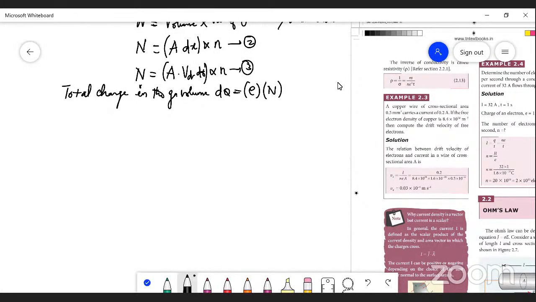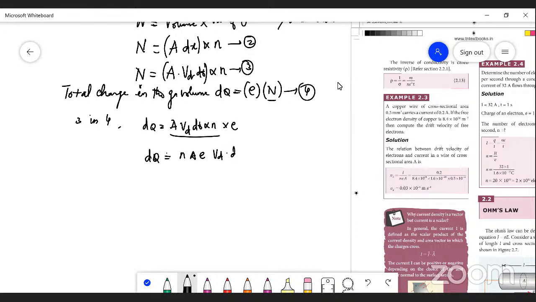Let me say this is equation number 4. Substitute 3 in 4. What will you have? dq equals n, which is A vd dt, where vd is the drift velocity, dt into small n into e. Instead of n, I have substituted this expression, and the charge has been taken as it is. So I can write dq equals n A e vd into dt.